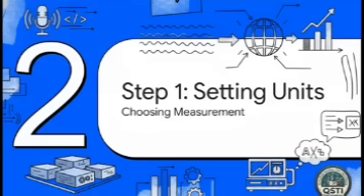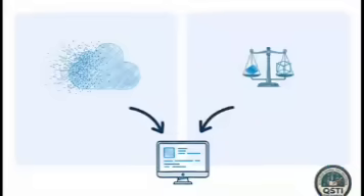Moving right along to step 1, setting units, which is really about choosing your measurement. Right out of the gate, you've got a crucial choice to make for your concentration units. You're looking at either ppm, parts per million, or mgm, which is milligrams per cubic meter. Now, this might seem like a totally minor detail, but getting this unit right from the very beginning ensures that all your downstream data logging and reporting aligns perfectly with your specific regulatory or lab requirements. You definitely don't want to mix up here.